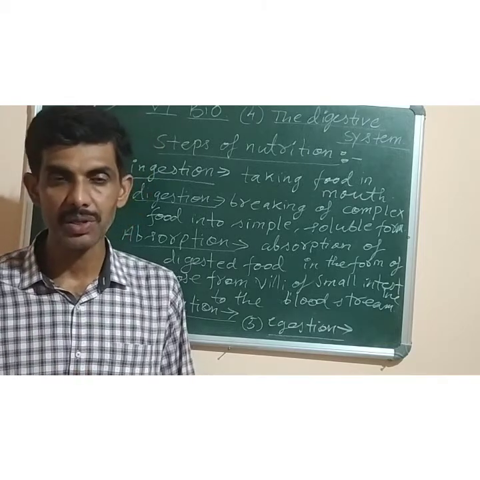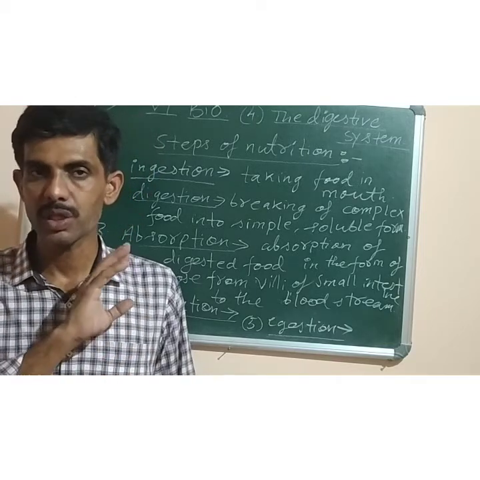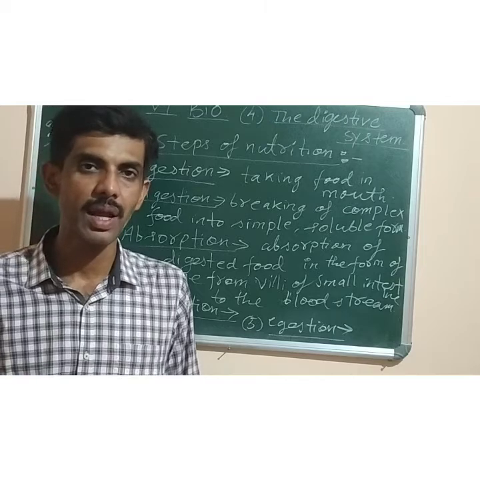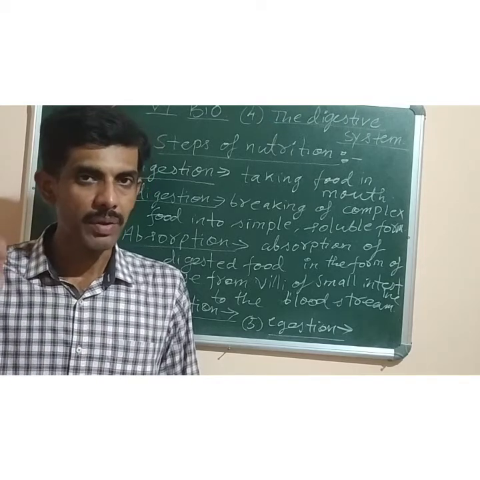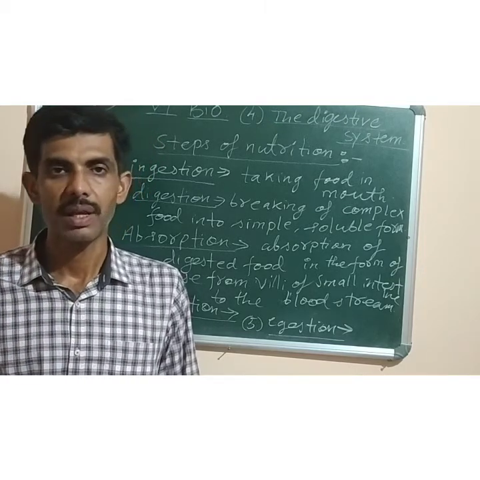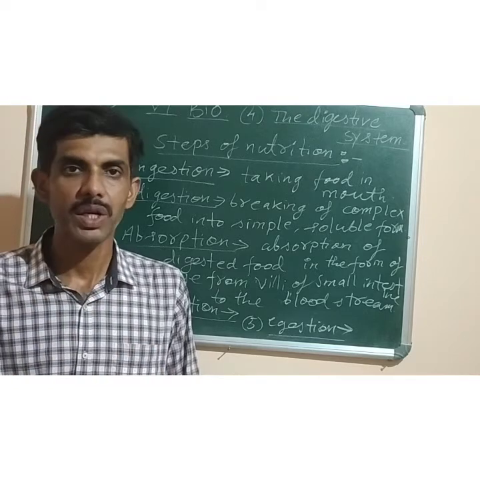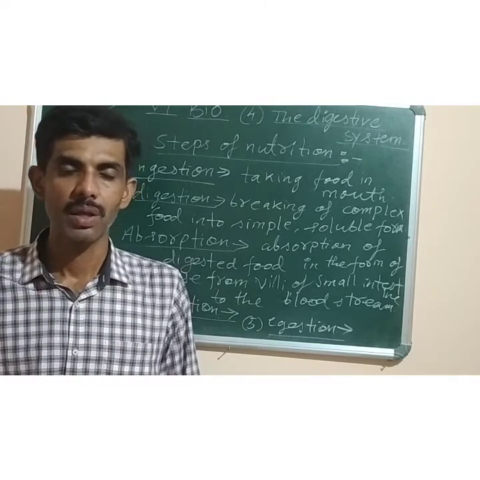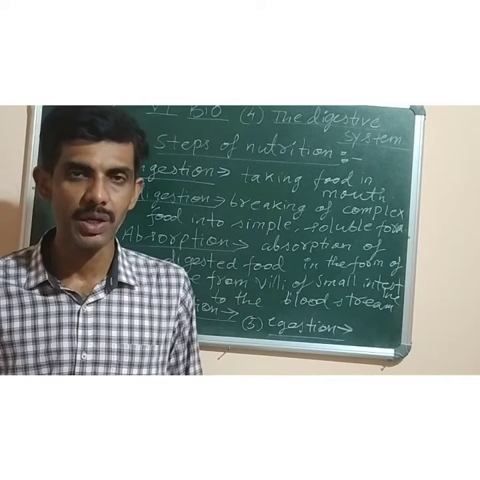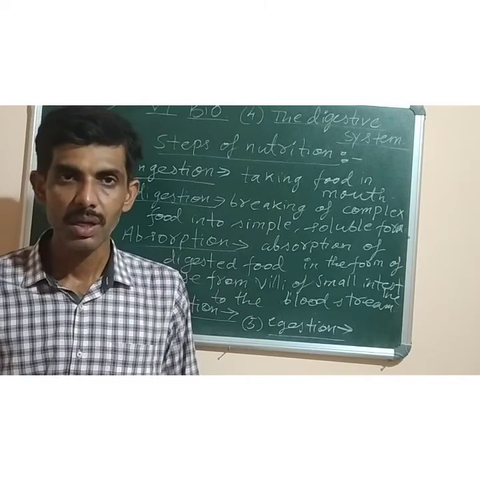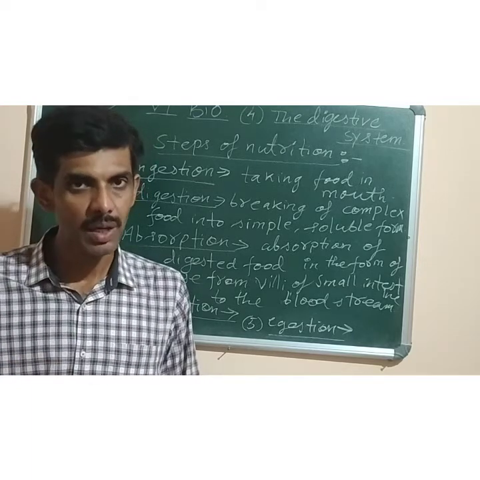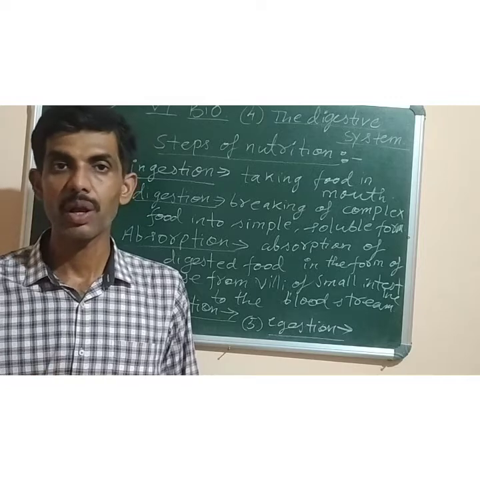Not only digestion, once the digestion process is fully completed in the small intestine, from the inner wall of the small intestine, tiny finger-like projections called villi will help to absorb the digested food material, that is glucose, from the small intestine into the bloodstream. So that is called absorption.